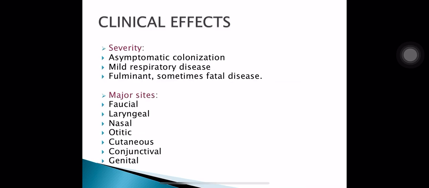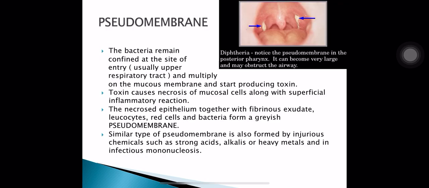In clinical severity, the disease can be asymptomatic, it can be a mild respiratory disease, or it can even be a fulminant disease which may sometimes be fatal. There are 7 sites of infection where Corynebacterium diphtheriae can lodge: facial, laryngeal, nasal, otitic, cutaneous, conjunctival and genital. The bacteria will remain localized to that site, but the toxin it produces will spread to different organs of the body and lead to various toxic effects.